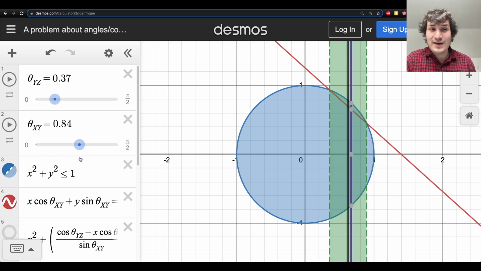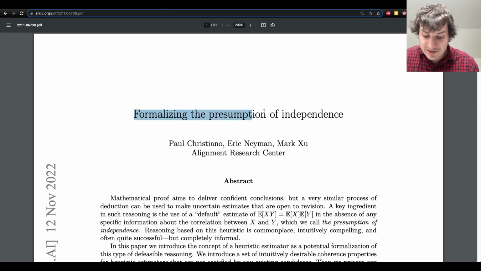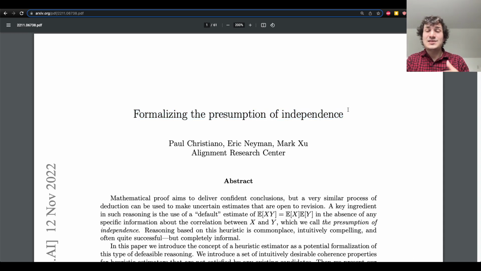So there you go. We've answered the question, what are all the possible values? And I've shown you two different ways to do the midpoint. And the midpoint is actually what this paper is interested in. The title of this paper is Formalizing the Presumption of Independence. And it says if you don't know anything about the variables x and z, and you know about x and y, and you know about y and z, what should the default assumption be about the variables x and z?